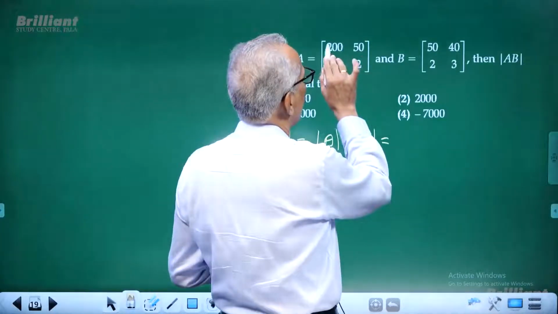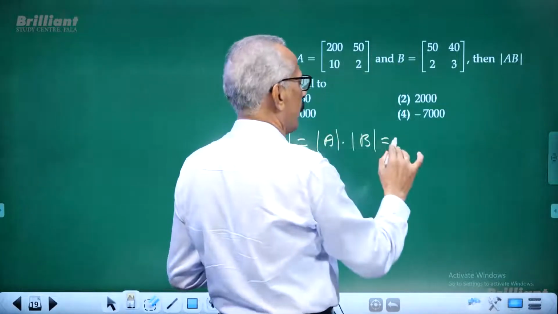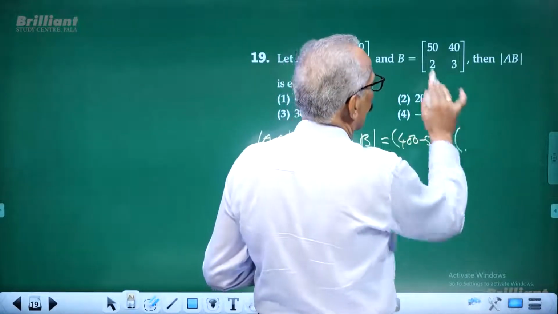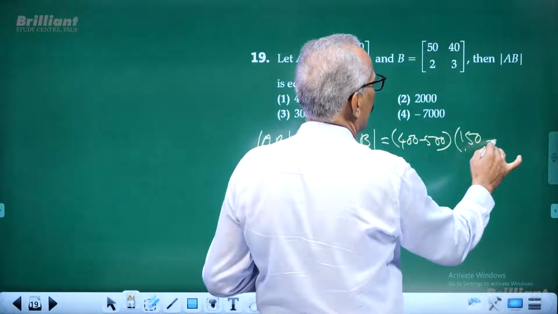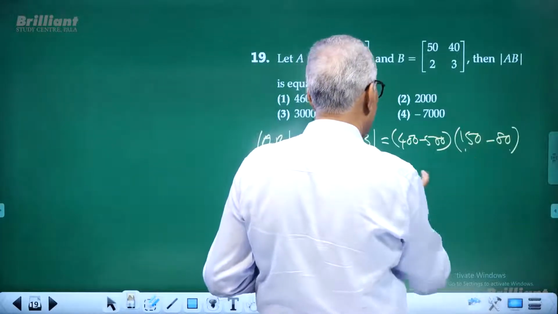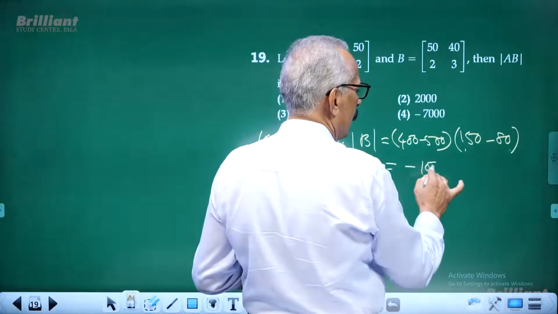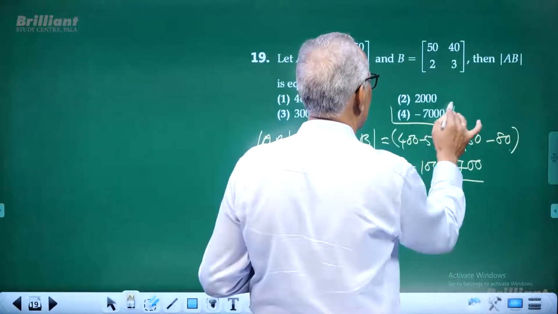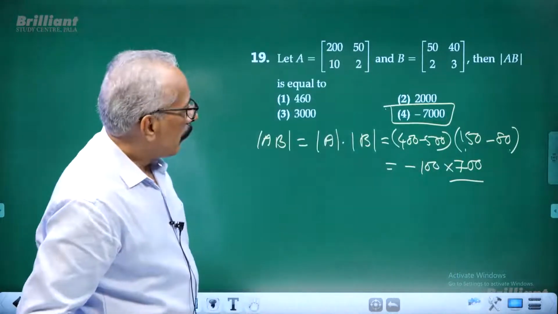Determinant A means what? 400 minus 500, into 150 minus 80. Let's calculate. This is minus 100 into 70. So minus 7,000. Fourth one is your answer. Minus 7,000.